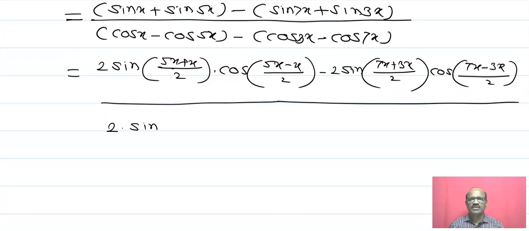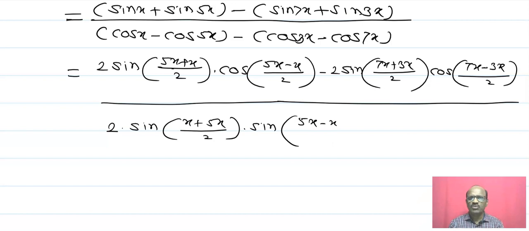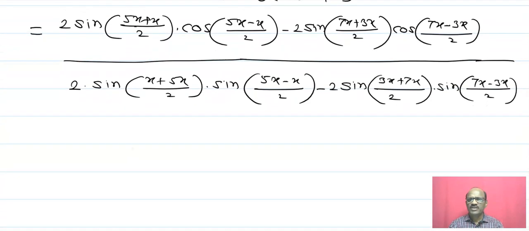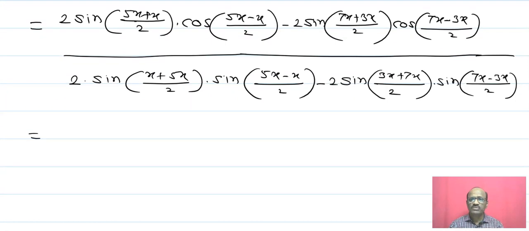again apply the formula. That is cos c minus cos d. Whenever there is a minus sign between the cos terms, both terms must be sine: sin of (x plus 5x) upon 2 and sin of (d minus c), that is (5x minus x) upon 2, times 2. Again for cos c minus cos d there is a minus sign, and hence both must be sine, that is 2 times sin of (c plus d) upon 2 into sin of (d minus c) upon 2.